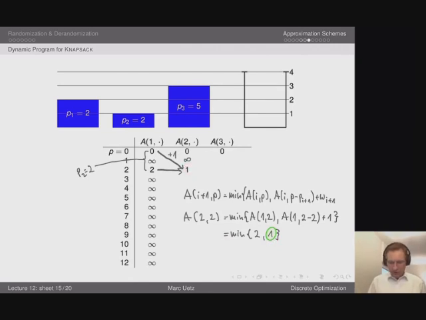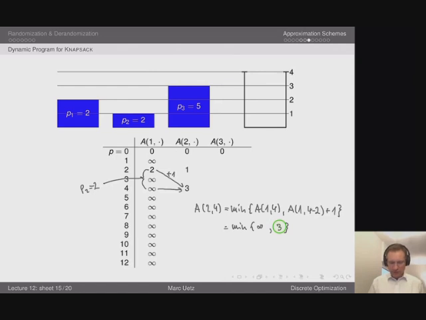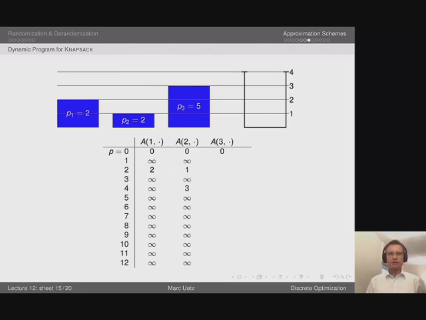And so it continues, right? So the interesting entries are here. For example, to achieve a profit of 4, I would actually include both items, and that gives me a total weight of 3. So I see this 3 here, which has been obtained by including item number 1, and in addition also including item number 2, which has a weight of 1. And that's it, right? All the other entries are plus infinity.